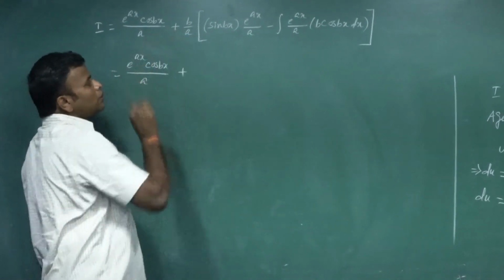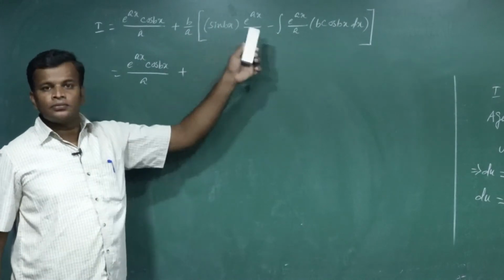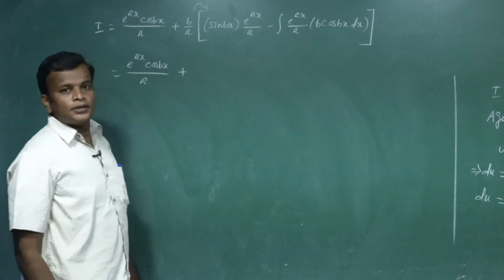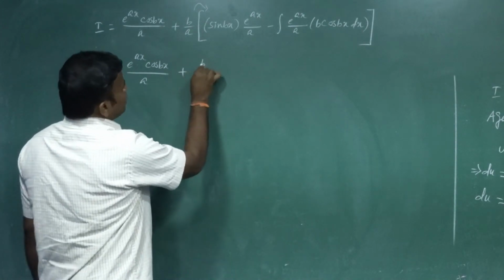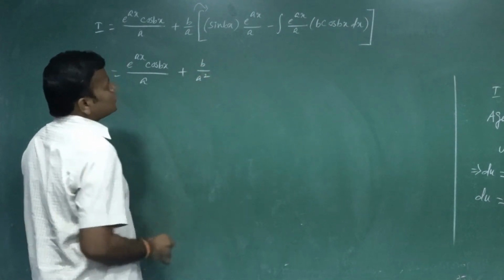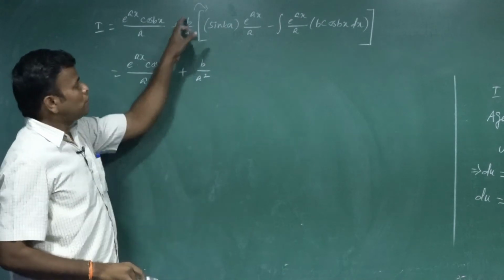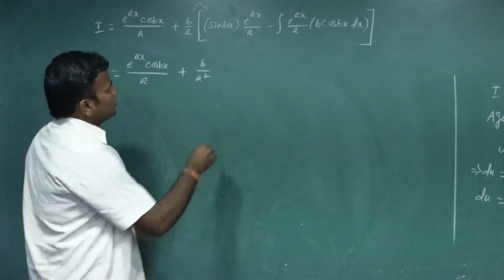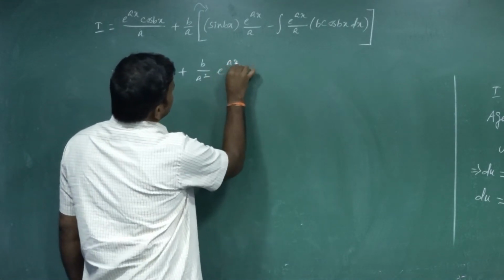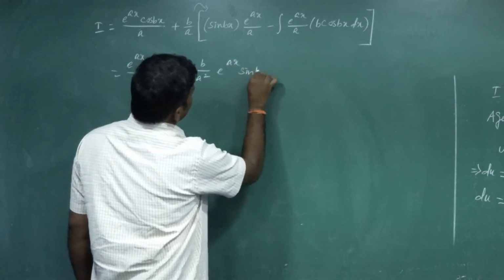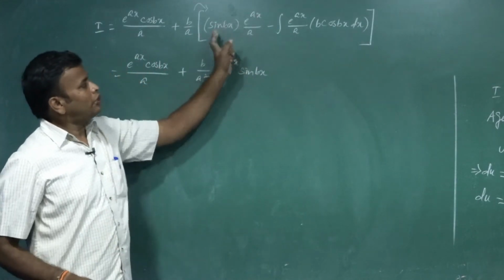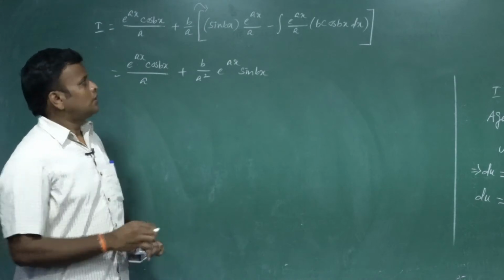Now you see this b by a is common in both the terms. So now I multiply inside the term b by a. First I write the constant: b, and a into a is a square. Then e power ax into sin bx, I multiply this to e power ax into sin bx.